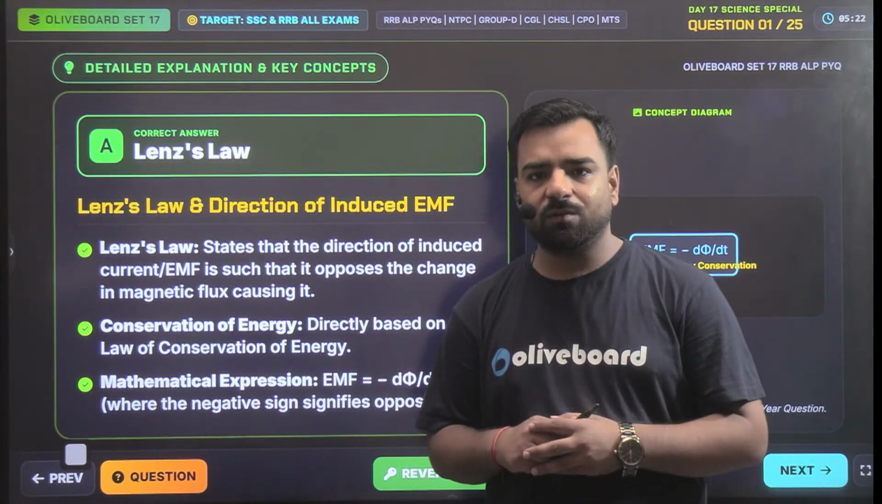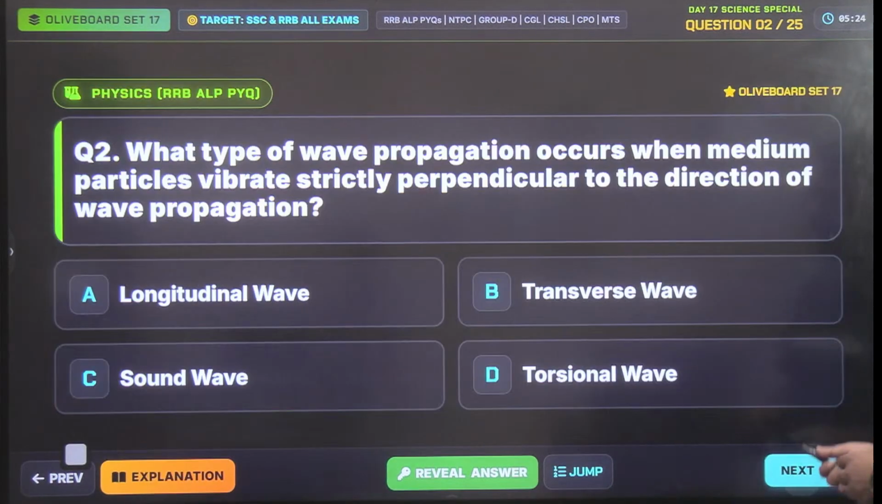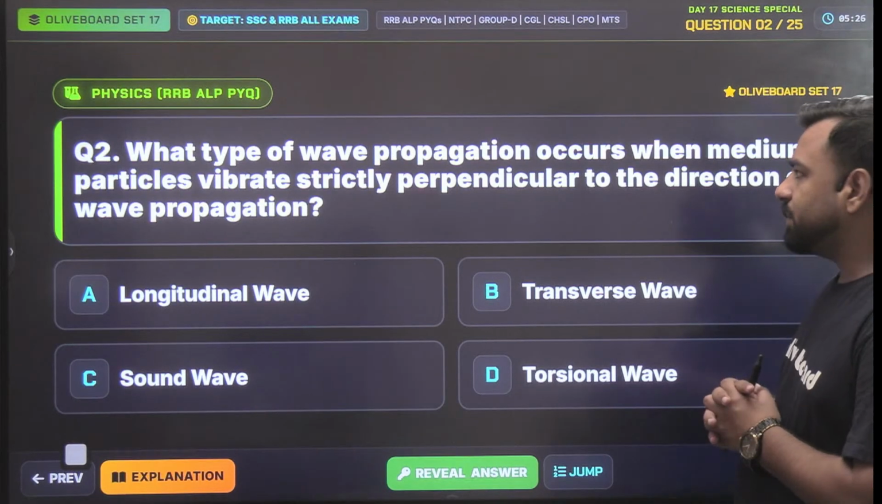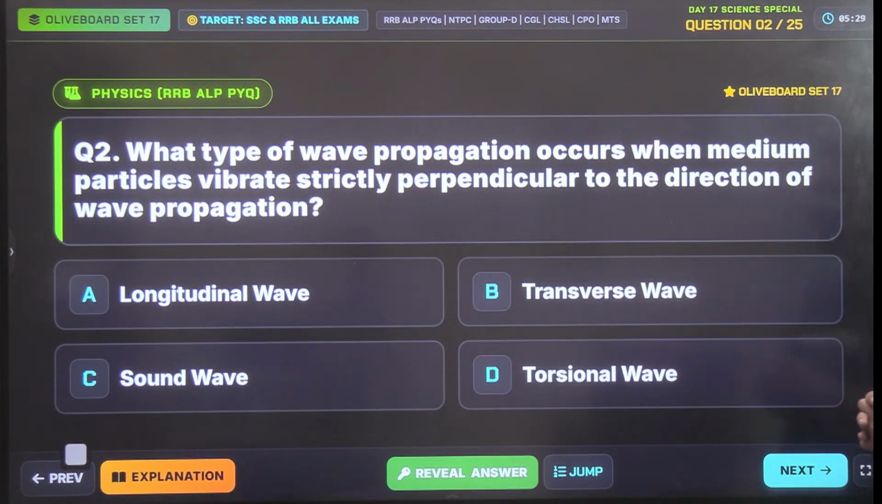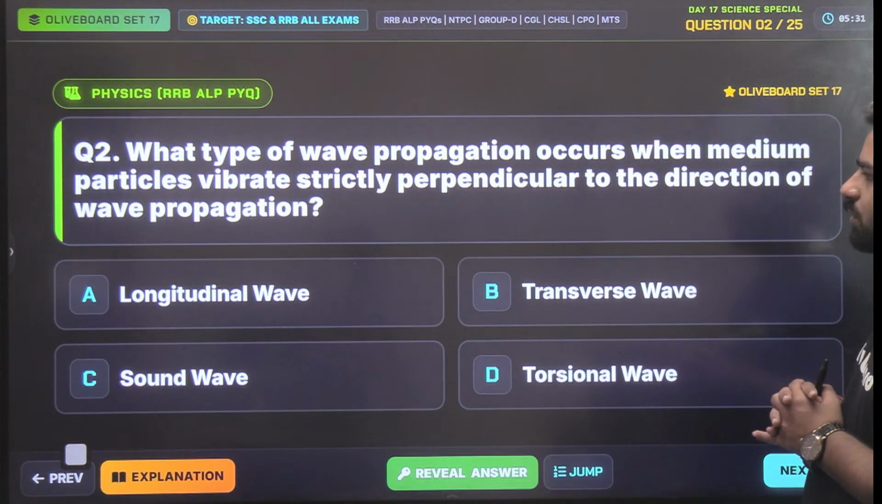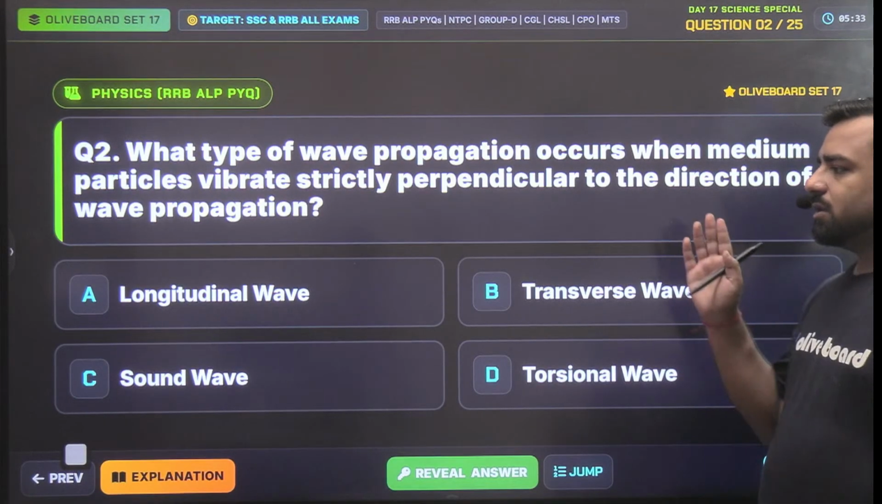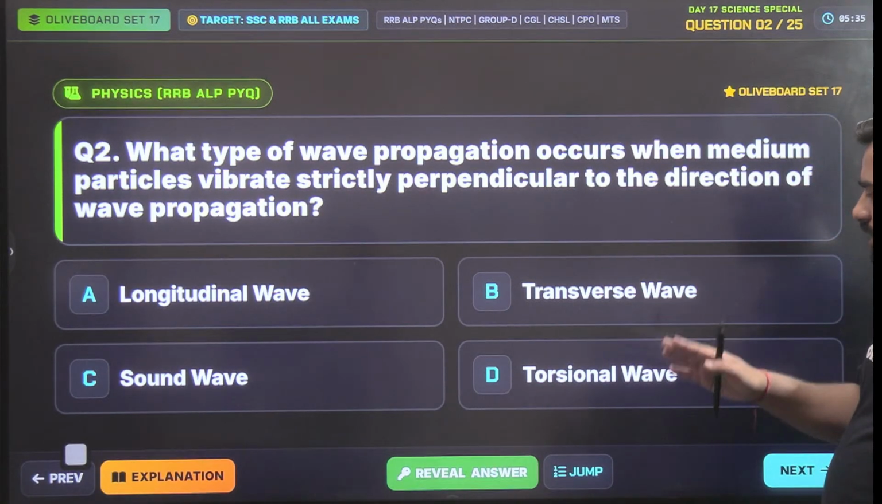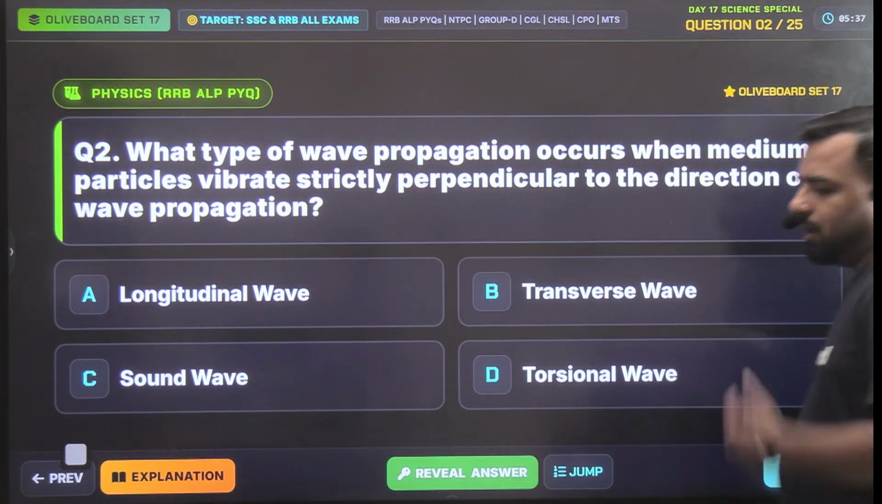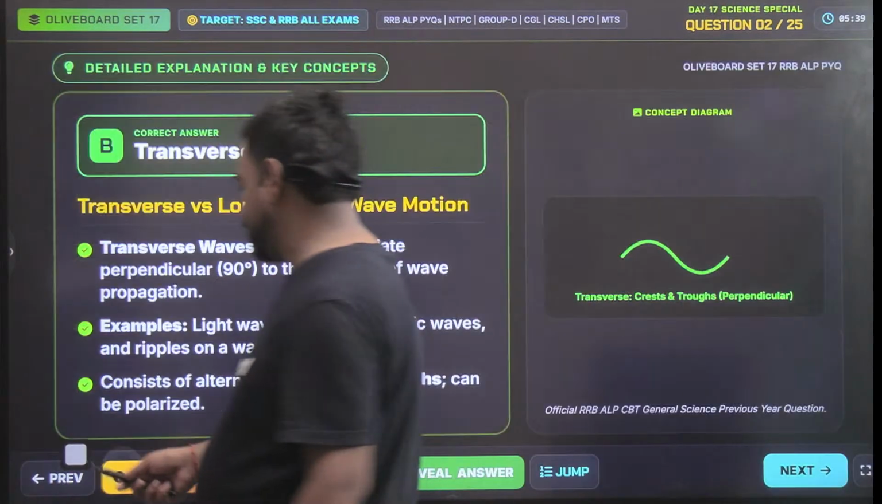Let's see what's the next question. The next question is in front of you. What type of wave propagation occurs when the medium particles vibrate strictly perpendicular to the direction of the wave propagation? Is it longitudinal, transverse, sound, or torsional? Again, we can go with option elimination.